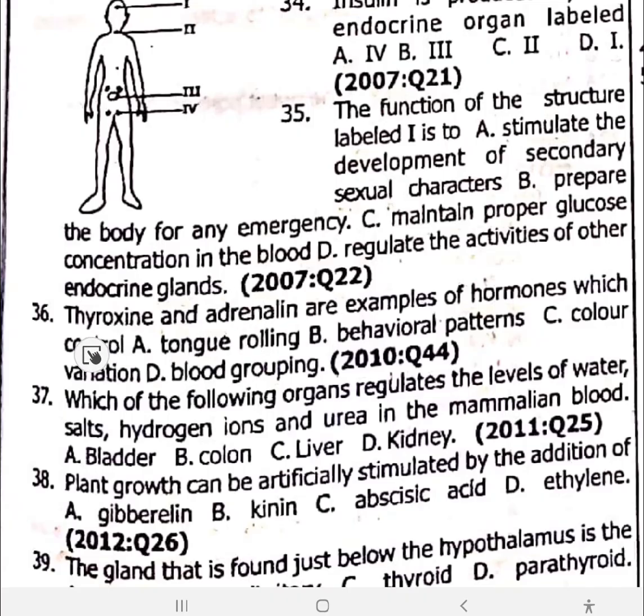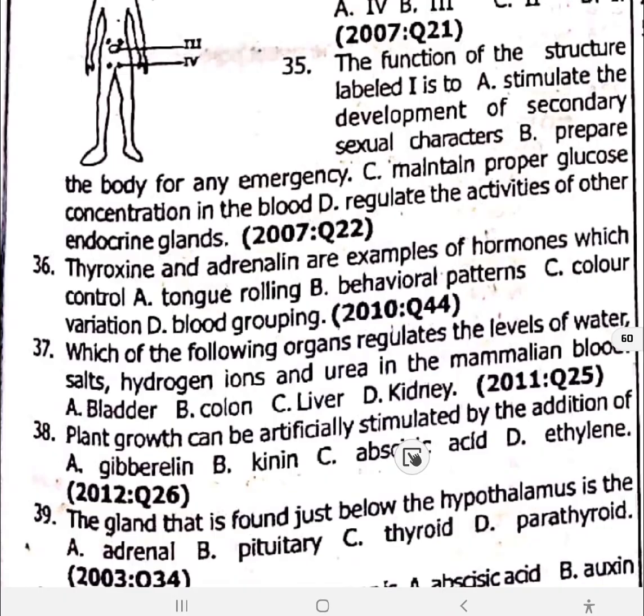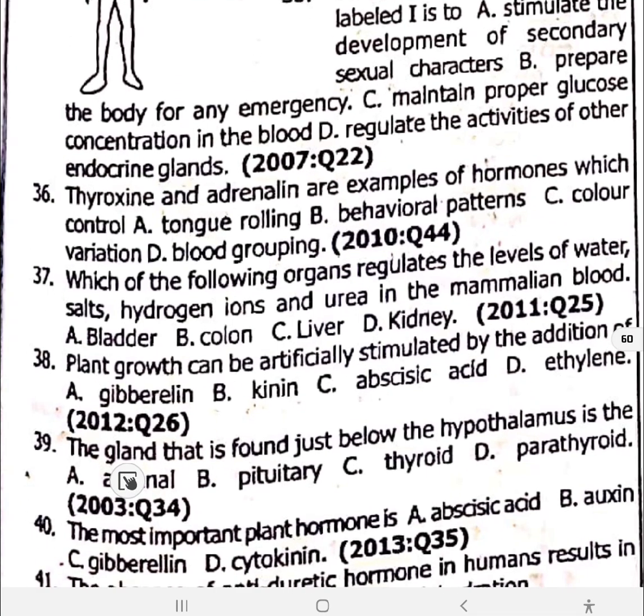Tyrosine. So number 37, which of the following organs regulates the level of water, salt, hydrogen ions, and urea in the mammalian blood? 37 is option D, the kidney. Some will say liver. No, this time the kidney. 38. Plant growth can be artificially stimulated by the addition of plant growth hormones. 38, option A, gibberellins. Don't forget.